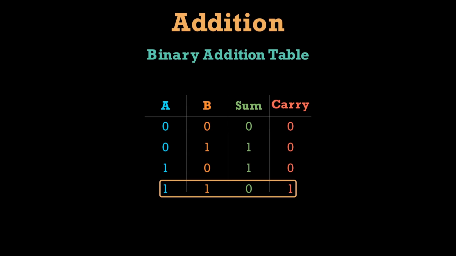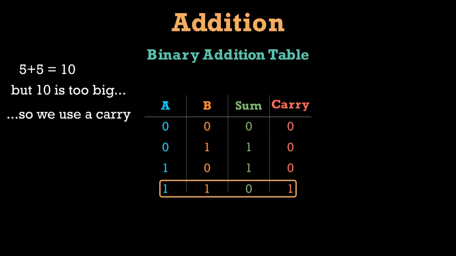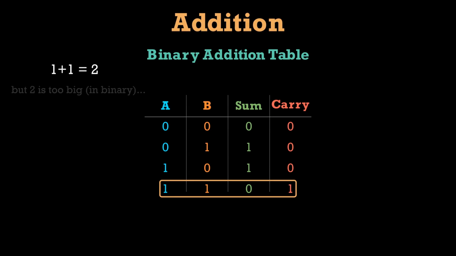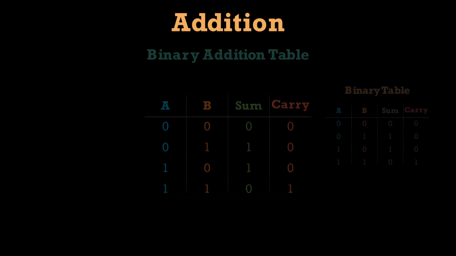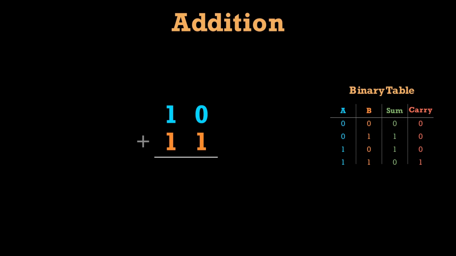Let's go over that point once more. 5 plus 5 equals 10, but base 10 has no single digit for 10, so we carry a 1. 1 plus 1 equals 2, but binary has no single digit for 2, so we carry a 1. We can use this new table to add binary numbers column by column, pretty much like before. 1 plus 1 gives us a sum of 0 and a carry of 1, which we write on the next column.